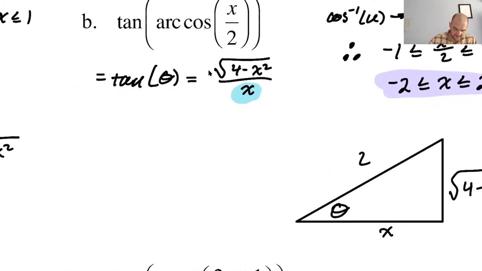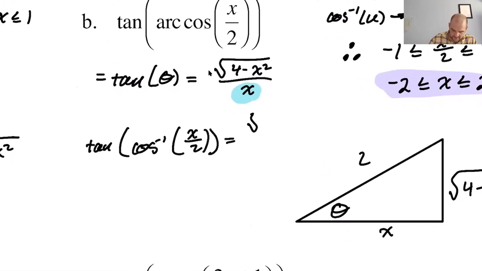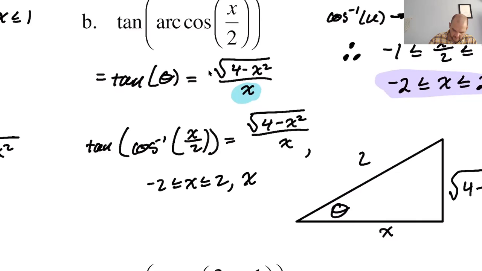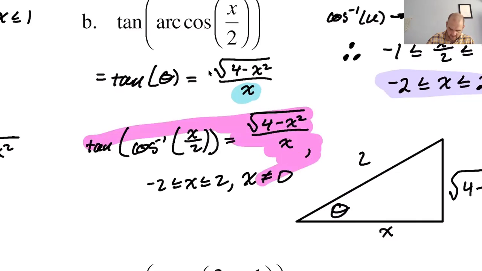So the answer that I write here: the tangent of the inverse cosine of x over 2 is equal to radical 4 minus x squared over x, provided -2 is less than or equal to x less than or equal to 2, comma, x can't be 0, because you can't divide by 0. It's not the biggest thought experiment to realize that x can't be 0, but you have to realize it. So there we go.